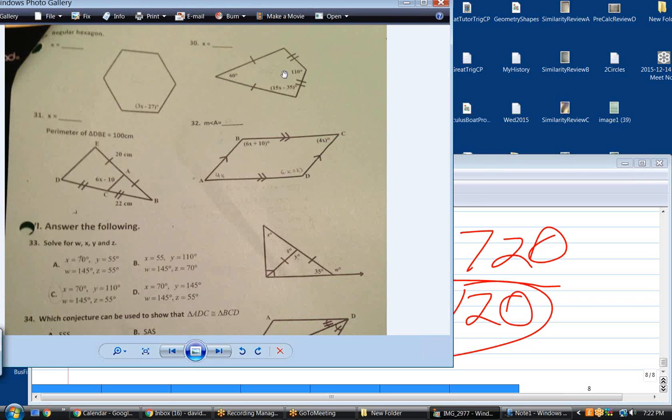Okay. What's that figure called? Would that be a kite? Yeah, a kite has 2 adjacent sides that are equal, and these 2 sides are equal. They're not equal to each other, so it's not a rhombus. But a kite is where you have two sides equal like that, and these two sides are equal.